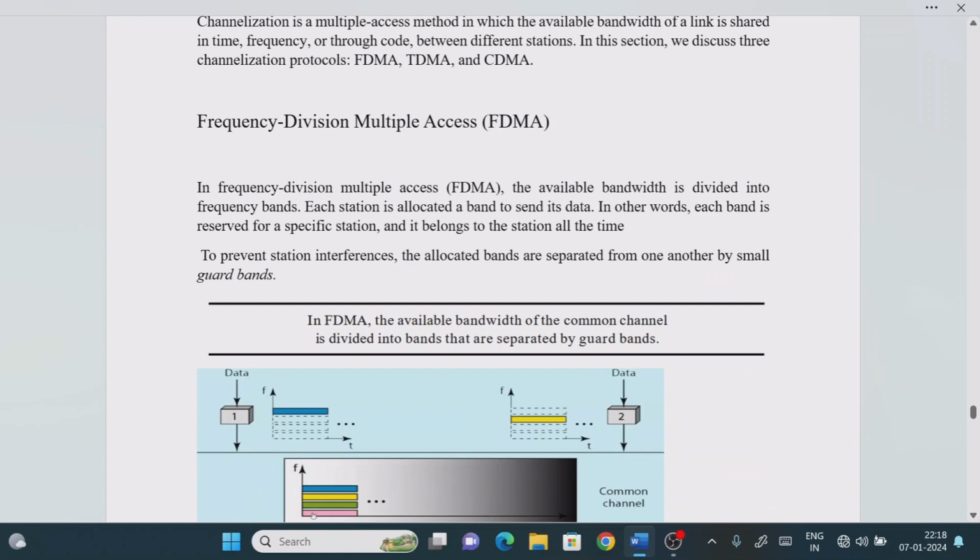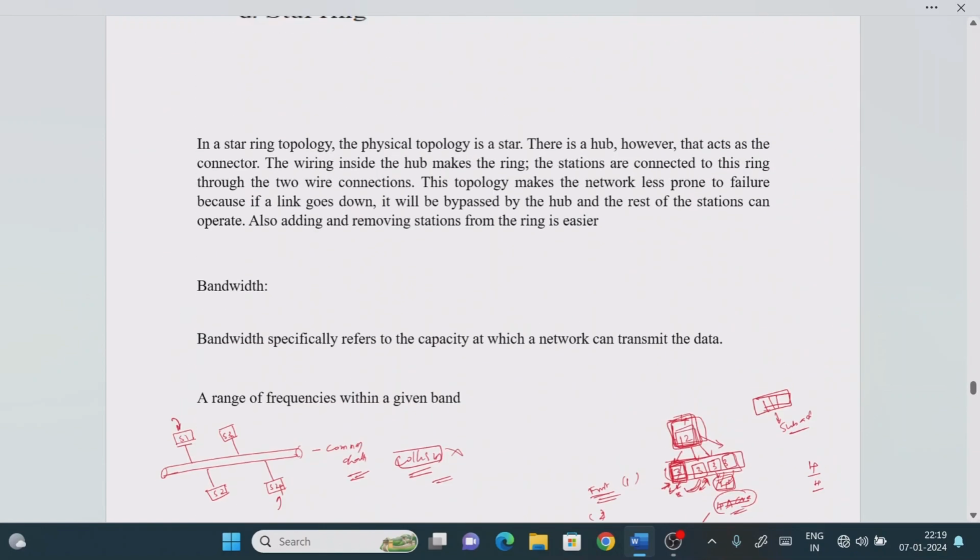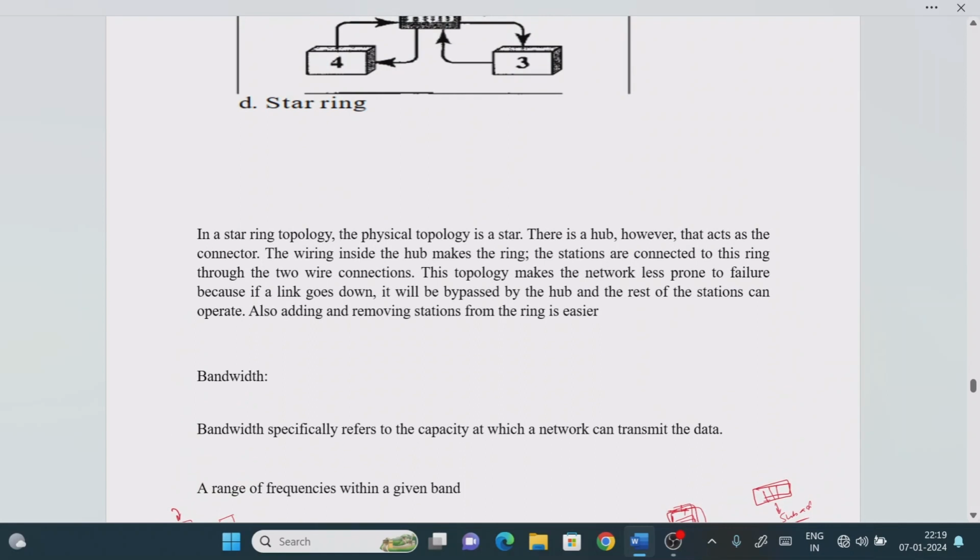So now what is the meaning of FDMA? See that the available bandwidth of the common channel, it means that we have only a common communication channel, but multiple devices are accessing this particular common channel. Now what we are going to do is that this channel will have the bandwidth, right? If you don't understand the meaning of bandwidth, it specifically refers to the capacity, remember that, the capacity at which the network can transmit the data, right?